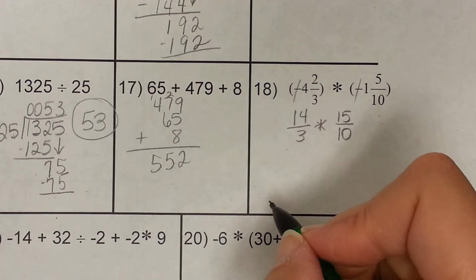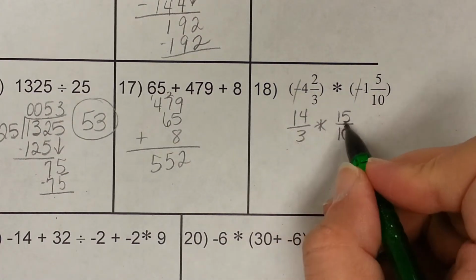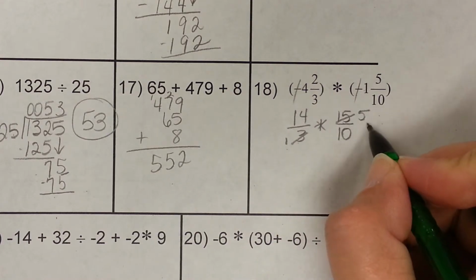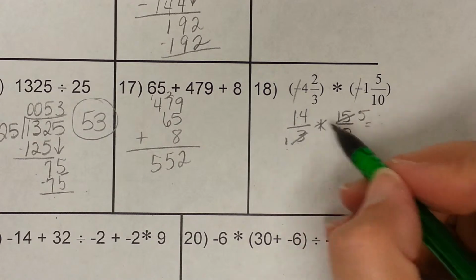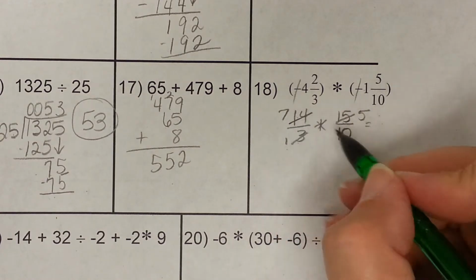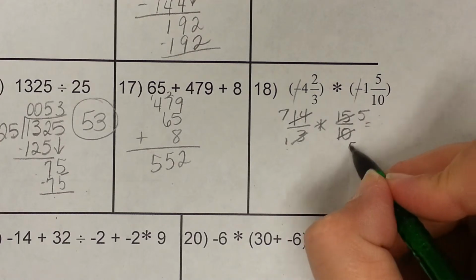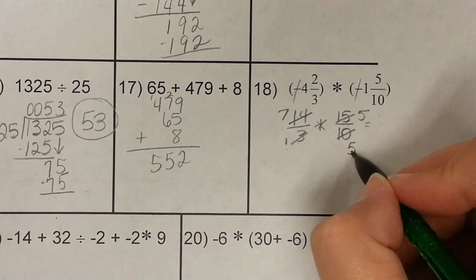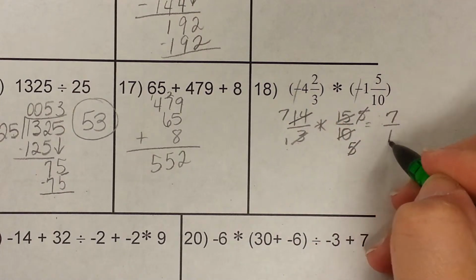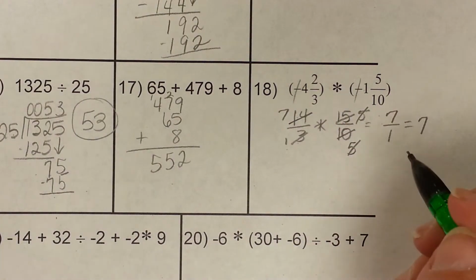We look for opportunities to reduce early. I see a 3 and a 15. Those are both divisible by 3. I also see both of these will reduce by 2. So half of 14 is 7, half of 10 is 5. Then I see 5 over 5. I know that will cancel to be 1. So I'm left with just 7 over 1, or 7.